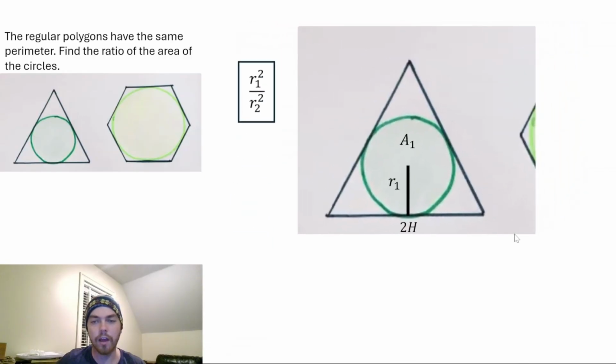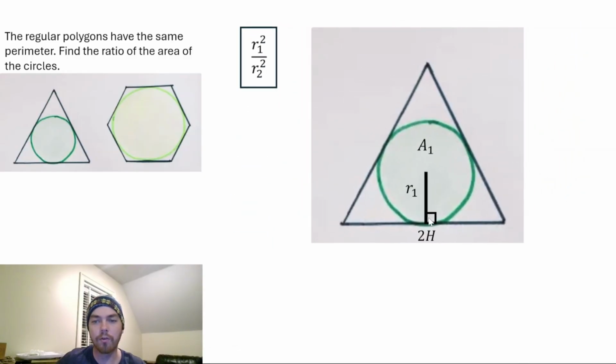Now let's take a closer look at the triangle. First thing I notice is we're going to have a right angle here. Now let's draw the angle bisector from here to here. Since the angles in a regular triangle are always 60 degrees, half of that is going to be 30 degrees. And since the angles in a triangle always add up to 180 degrees, and 30 plus 90 is 120, that leaves 60 degrees for this last angle. This is a 30, 60, 90 right triangle. And since this whole length is 2h, half of that length is just going to be h. So our short leg is r1 and our long leg is h.